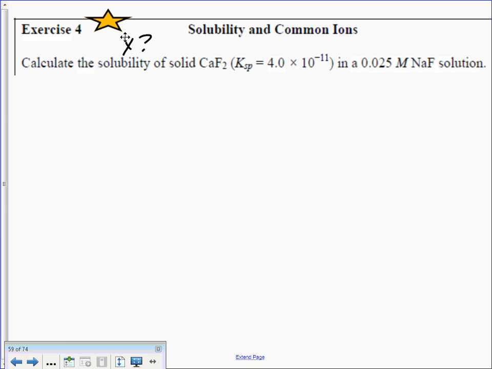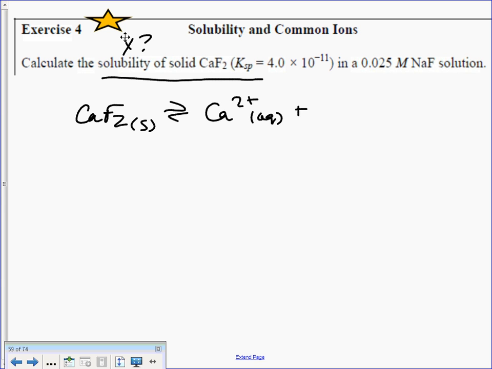But I actually already have an initial given. I have sodium fluoride that my solution is made of. So it means I have a common ion in this reaction already. Which is the common ion? Fluoride ion, right? So let's write out the equilibrium reaction. I'm dealing with calcium fluoride solid. Calcium fluoride solid equilibrates to calcium 2 plus and 2 fluorides.